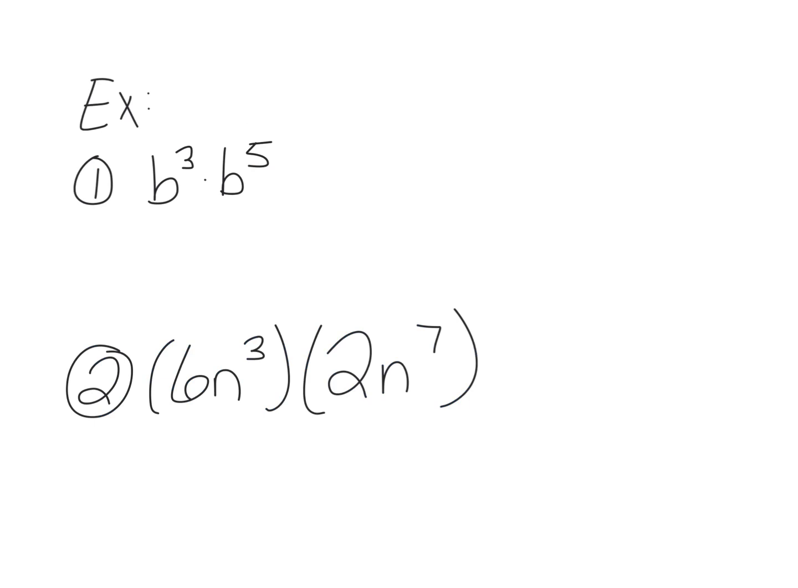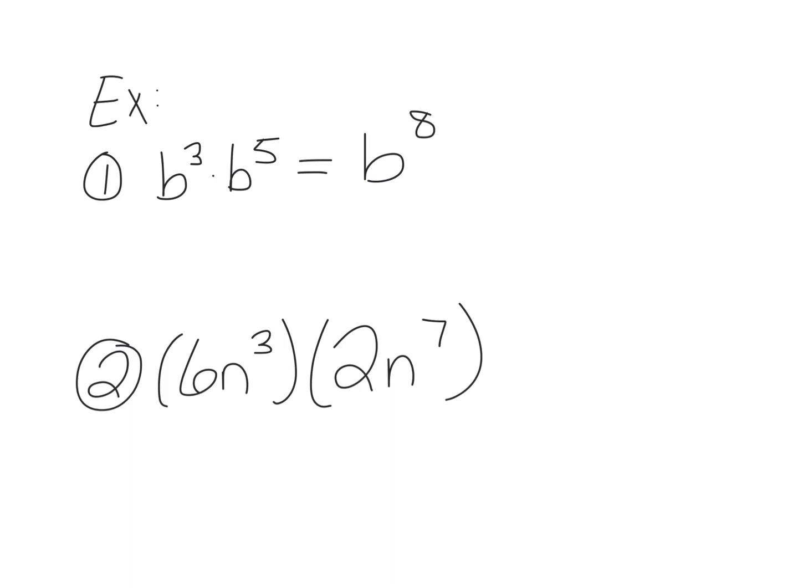Number 1, what is our base? Do we have the same base? Which is what? B is our same base, so we keep our base, and then what do we do with the exponents? Add them. 3 plus 5? 8. So b to the 8th power is your answer.